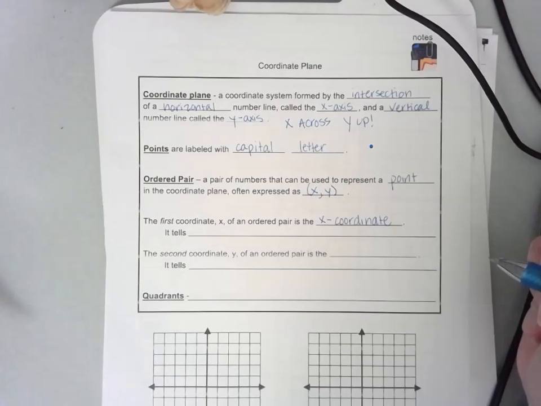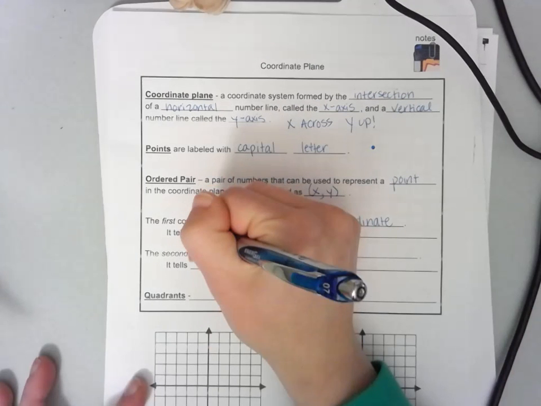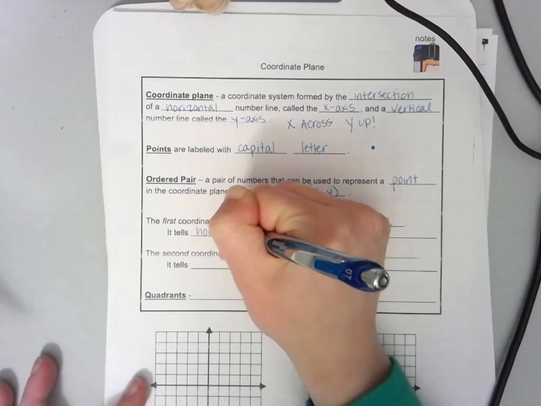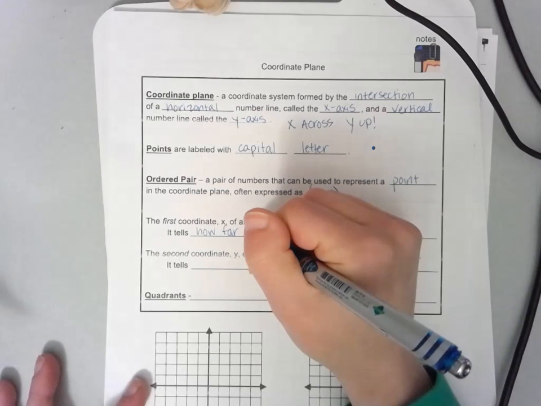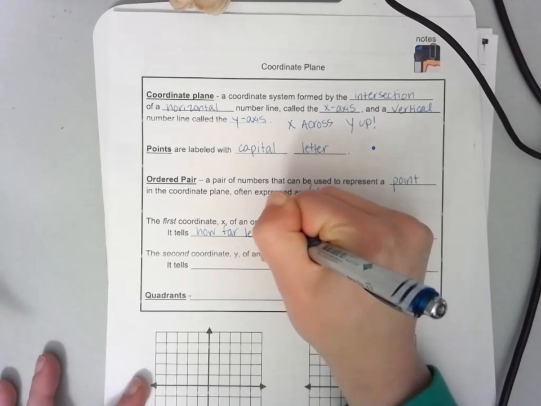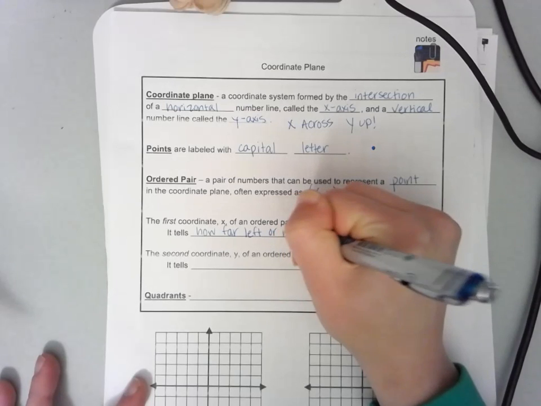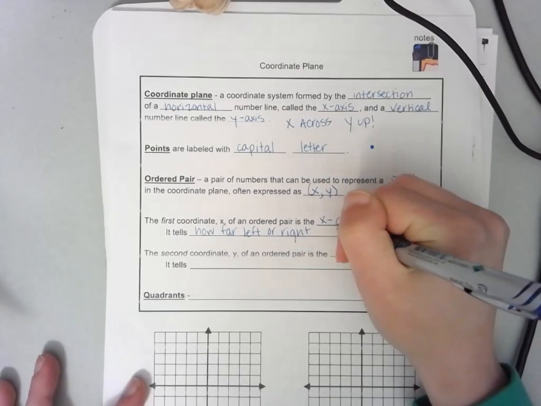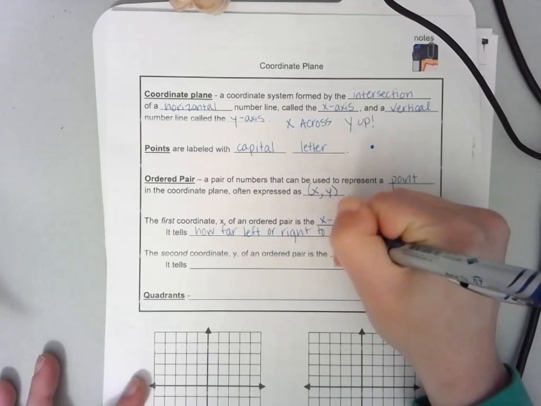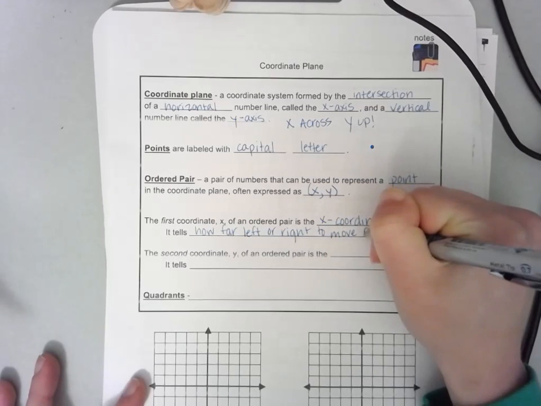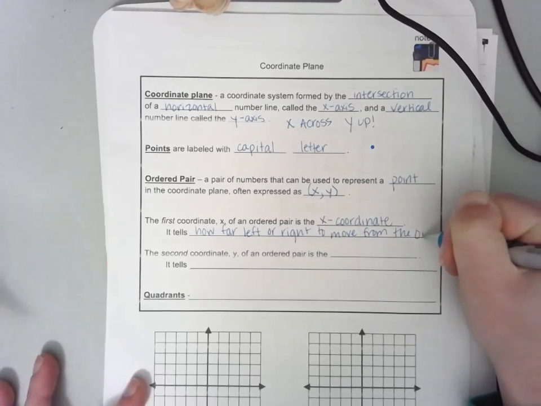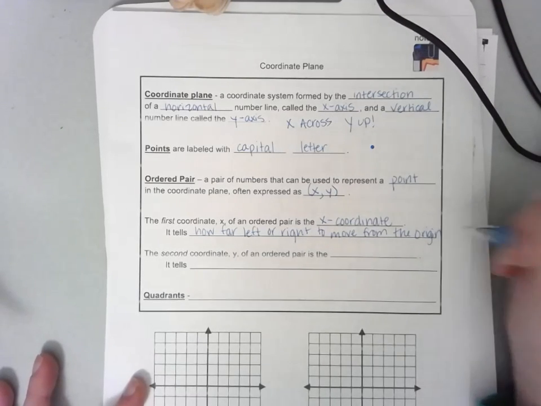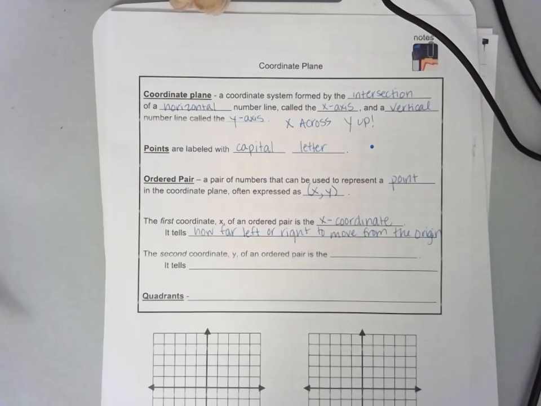And it tells us how far, the distance, which we should know from absolute value, how far left or right to move from the origin. And the origin is 0, 0. And you might not understand all of this right now, but hopefully it will all come together.